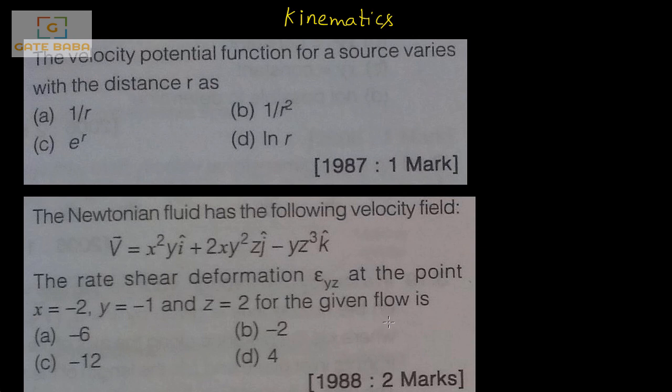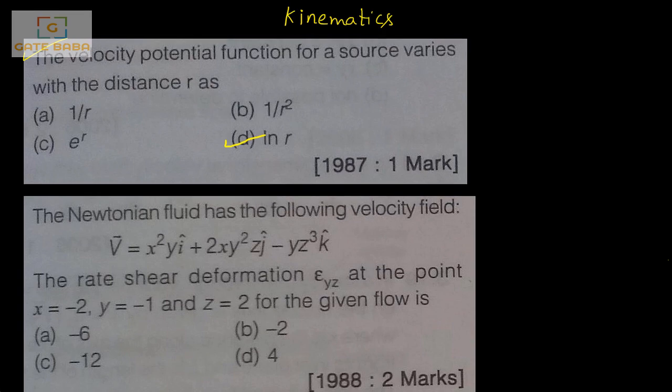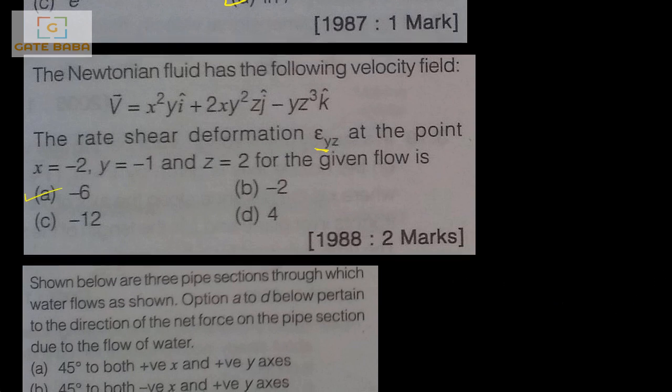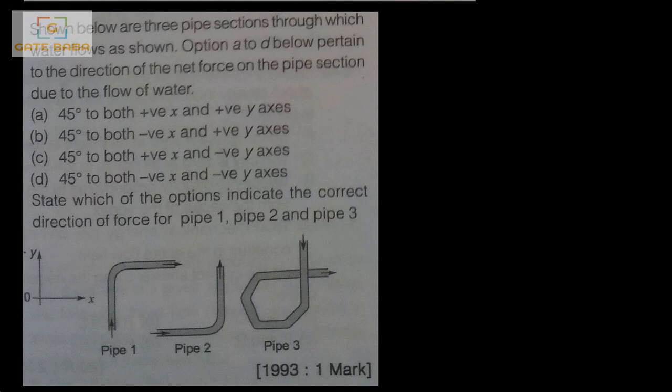In this session, I'm going to solve all the previous problems on fluid kinematics. The first problem is the velocity potential function for a source varies with the distance r as it is logarithmic variation. I explained this concept in the class itself. Okay, no need to explain again. And the second question is the Newtonian fluid has the following velocity field, and he's asking the shear deformation. This question also I have explained in the class. So answer A is correct. And come down to the next question.